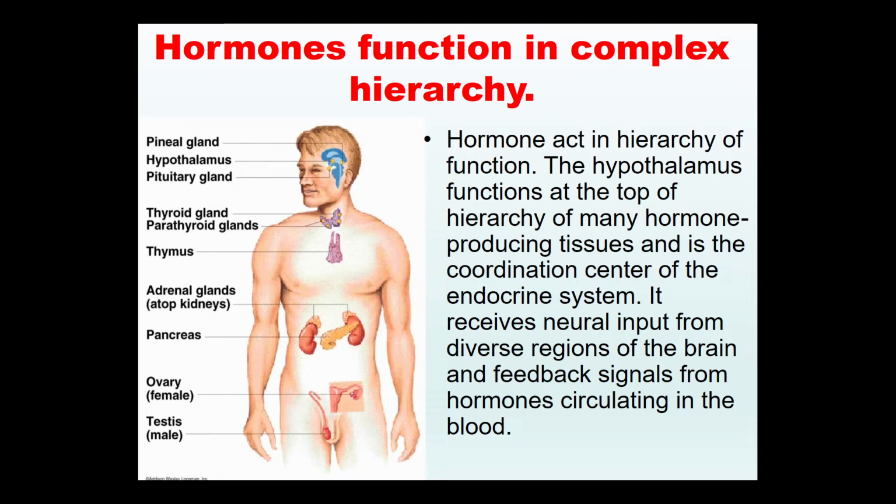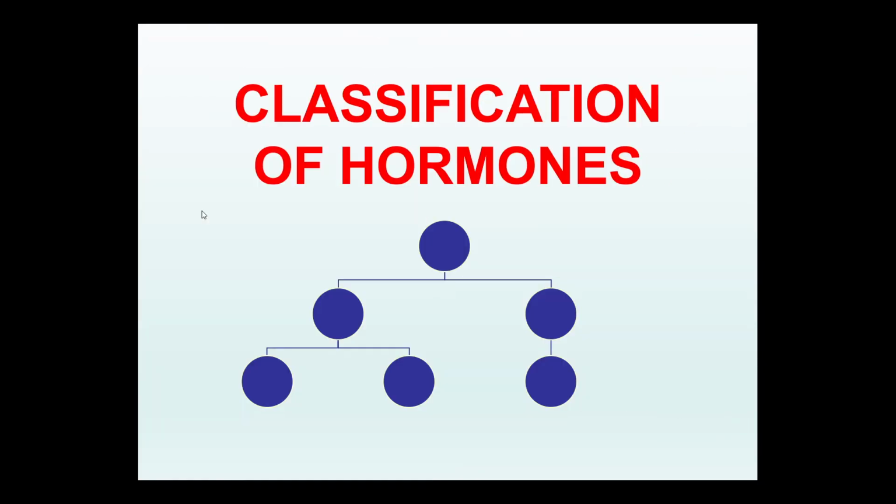Later we will talk about hormones which are produced in the hypothalamus. The next in this hierarchy is the pituitary gland. And at the next level, there are a number of peripheral endocrine glands like the adrenal gland, pancreas, ovaries, testes, thyroid glands, and so on.